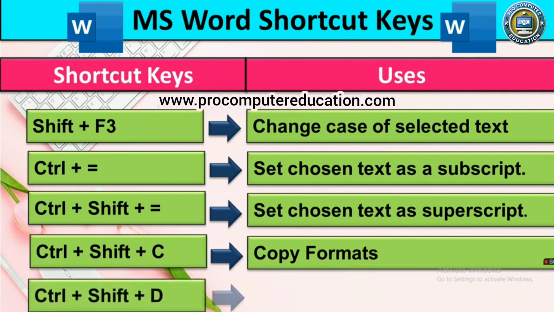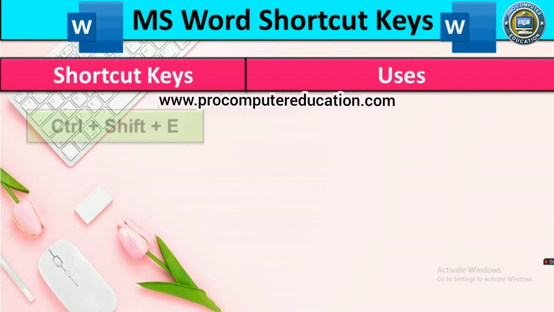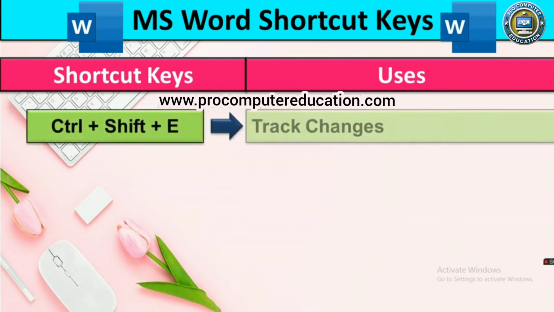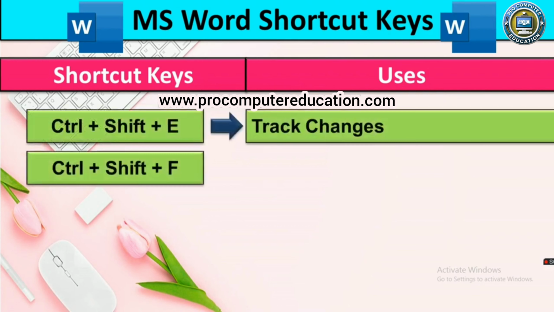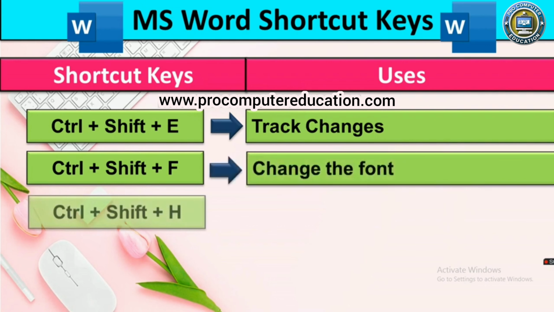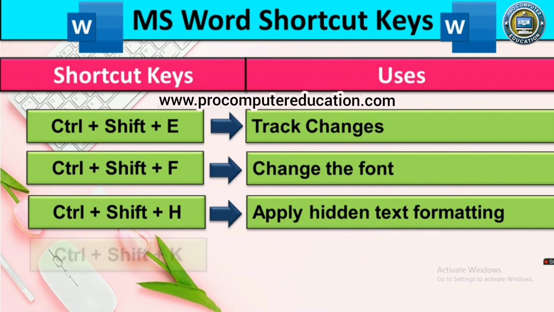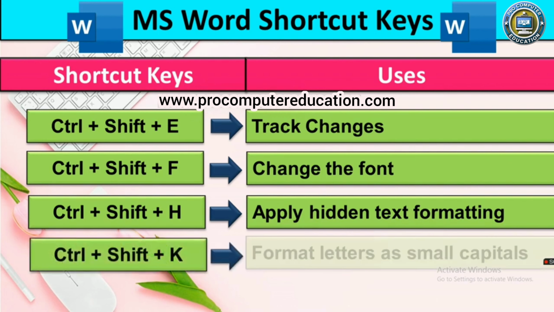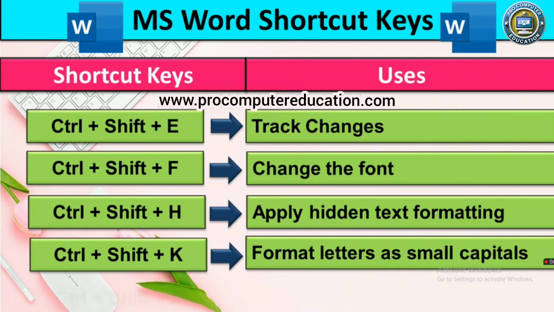Ctrl plus Shift plus T, double underline text. Ctrl plus Shift plus E, track changes. Ctrl plus Shift plus F, change the font. Ctrl plus Shift plus H, apply hidden text formatting. Ctrl plus Shift plus K, format letters as small capitals.